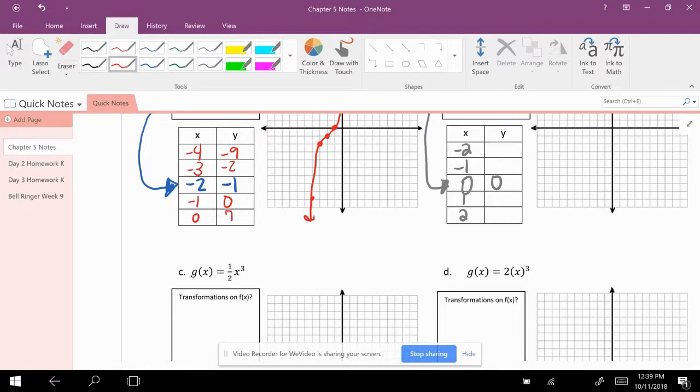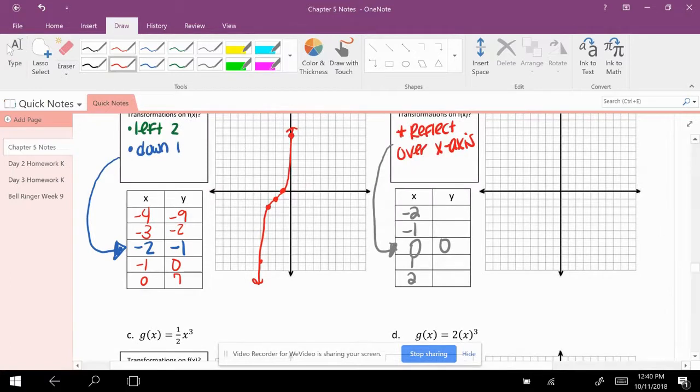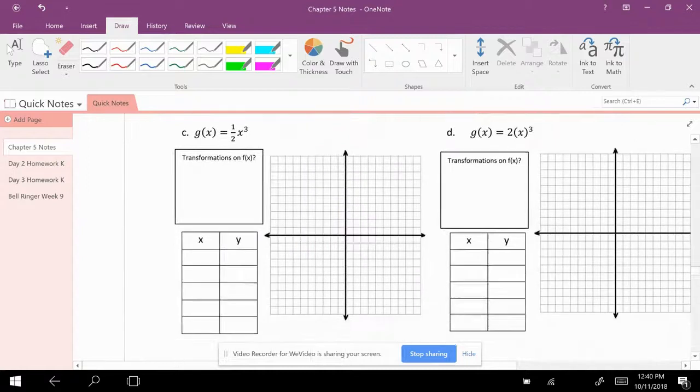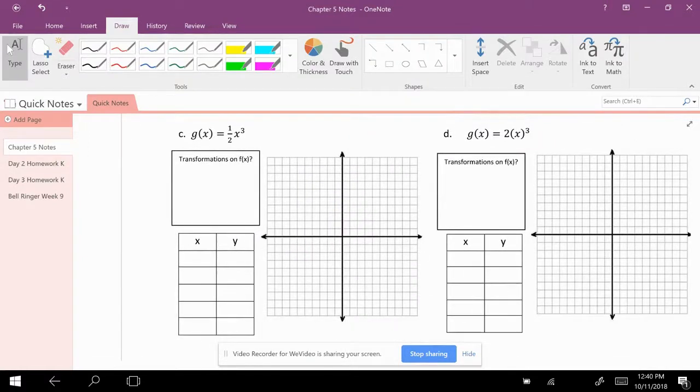How'd you get to 0, 0 again? So 0, 0 is because we did not move left or right anything. So that's why we started 0, 0. You always start at 0, 0 unless you move left, right, down, or up. So just like the C and D then. For C, what is our transformation here? What does a 1/2 mean? Reflect. Reflect is the negative. 1/2 is the compress, I heard. Compress by 1/2.